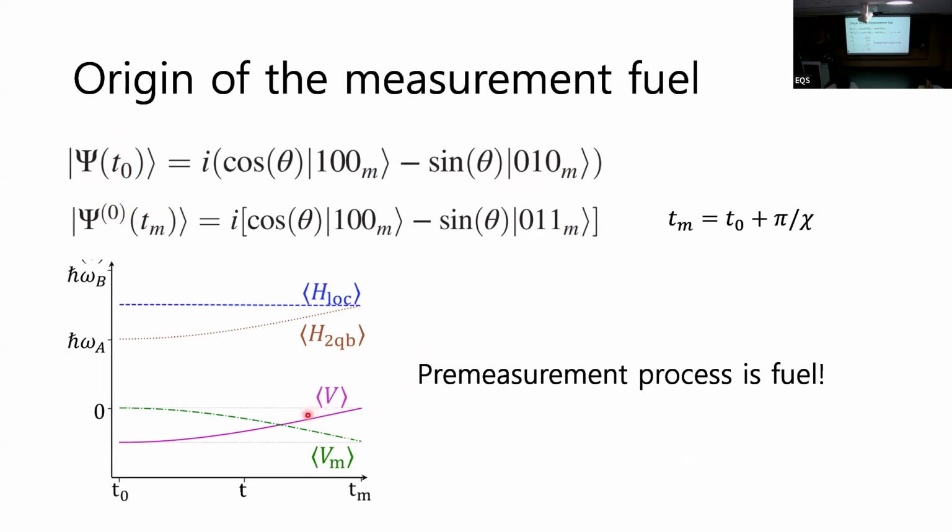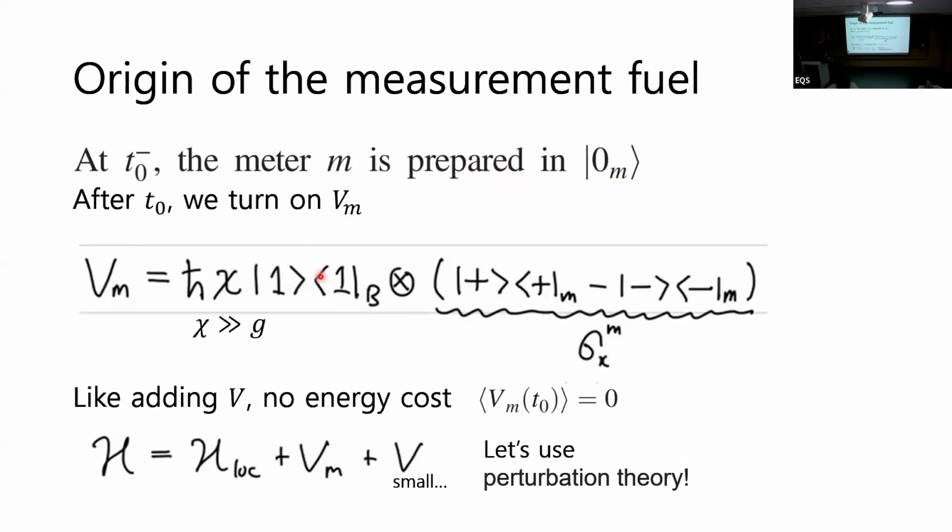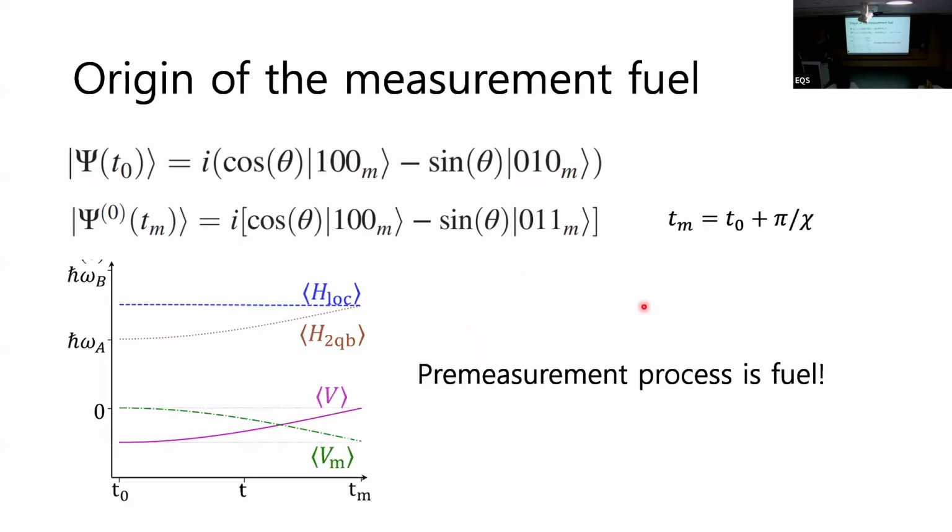Then V_M means the interaction energy between qubit B and M, because it is the interaction between B and M. In other words, the interaction energy of the engine and the environment. Qubit AB is the engine, and M is the environment. Thus, the pre-measurement process is the fuel. The pre-measurement gives energy to the engine. So, it is fuel.